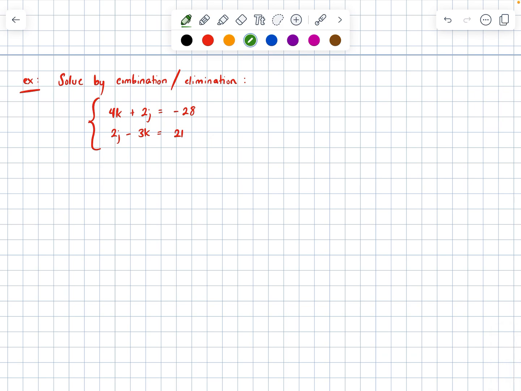Next up, 4k plus 2j equals negative 28. 2j minus 3k equals 21. What looks like it's cancel-outable? Which operation, addition or subtraction, are you going to use? Go ahead, find k and j.